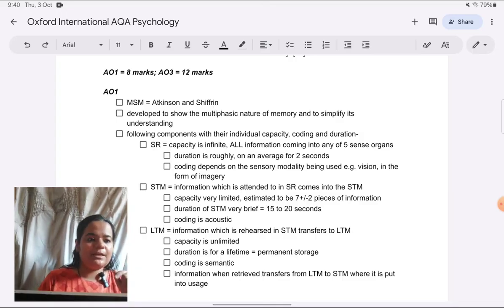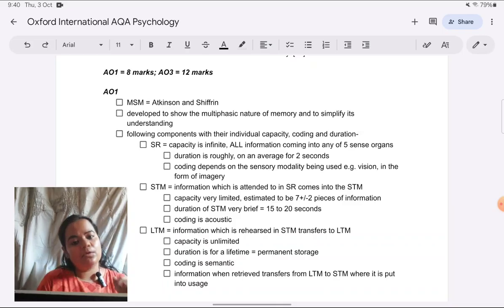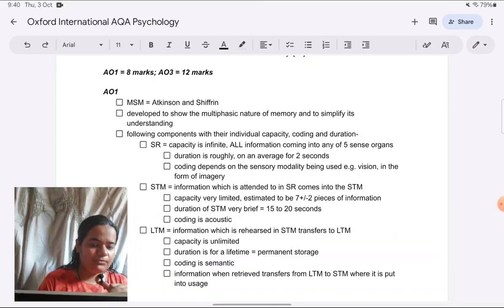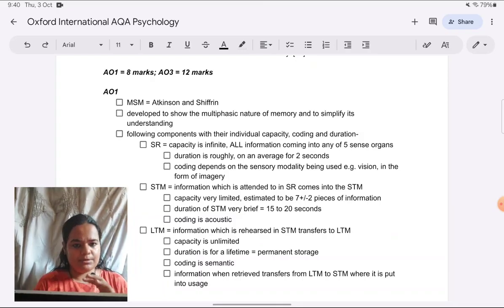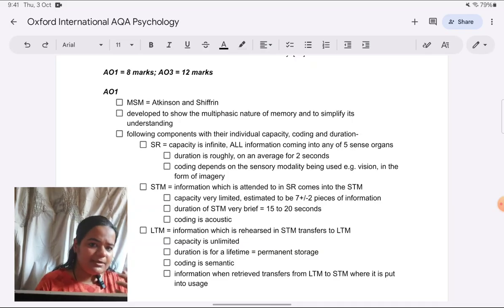This much is enough for 8 marks because it covers all the essentials of the model, describing each of the components fairly, with equal weightage to all of them, and all that is important. What Atkinson and Shiffrin have originally given, everything we have covered. Any excesses which are there, they haven't asked for.